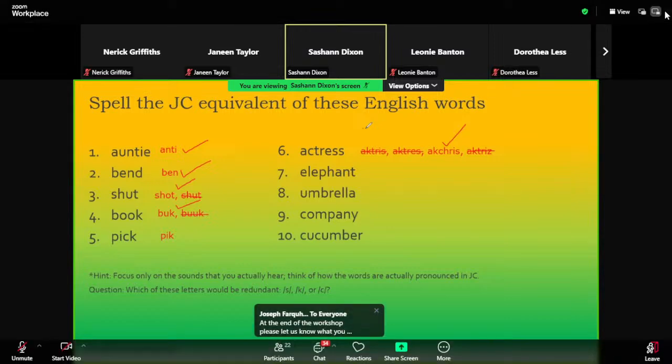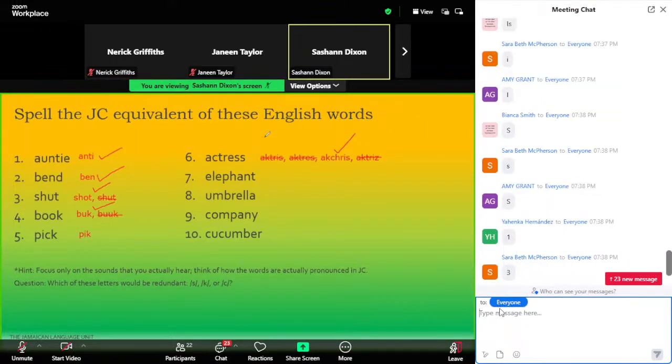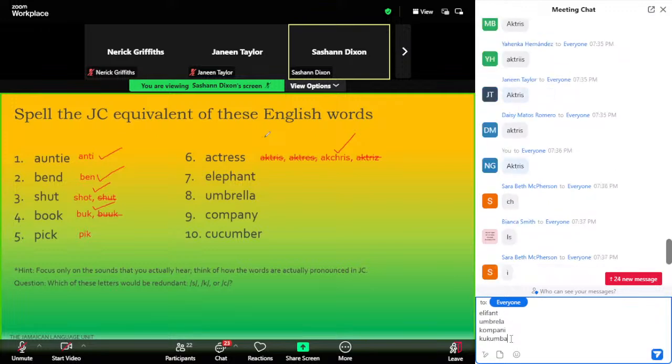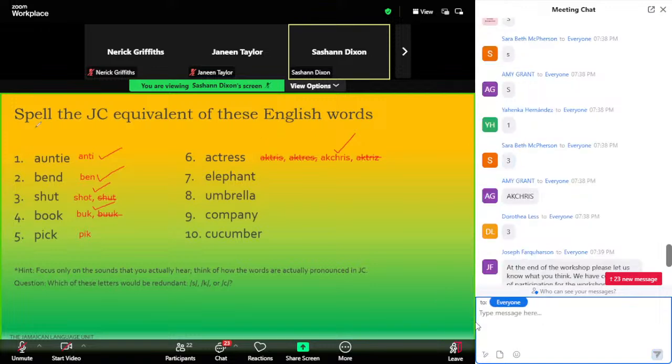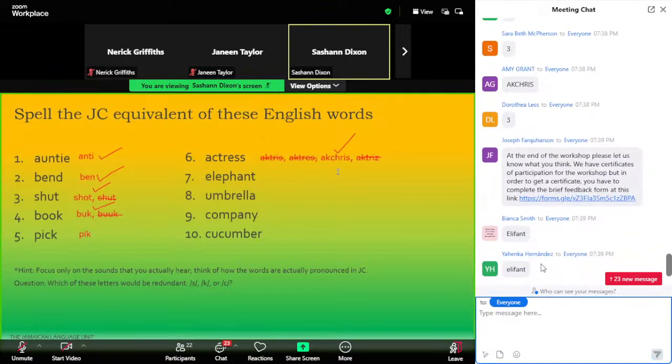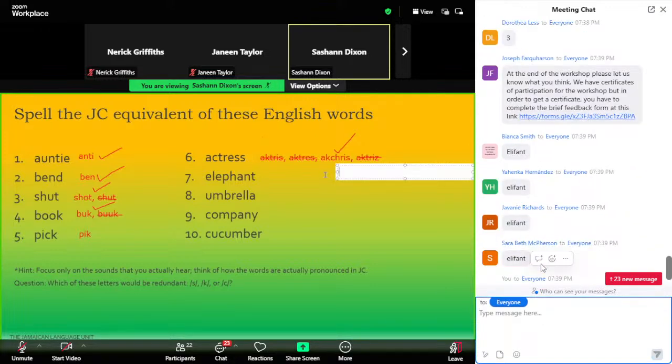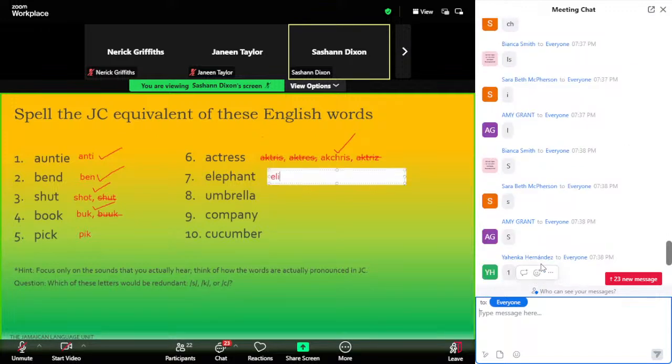Elephant. That's your pronunciation. Elephant. Nice. Looking good. Wonderful. Perfect. See how easy that one was?